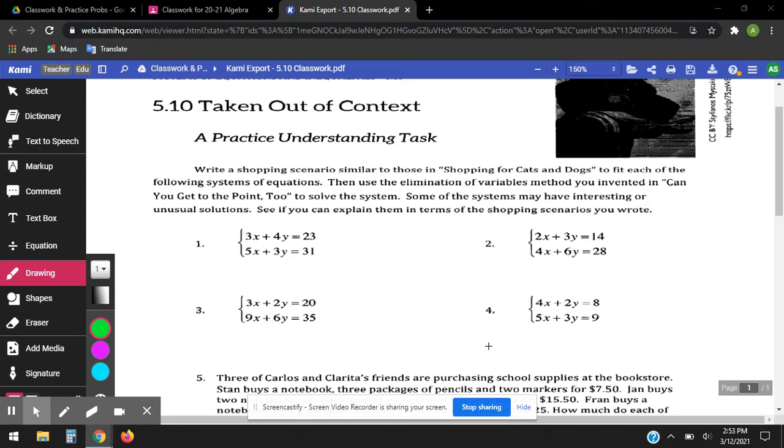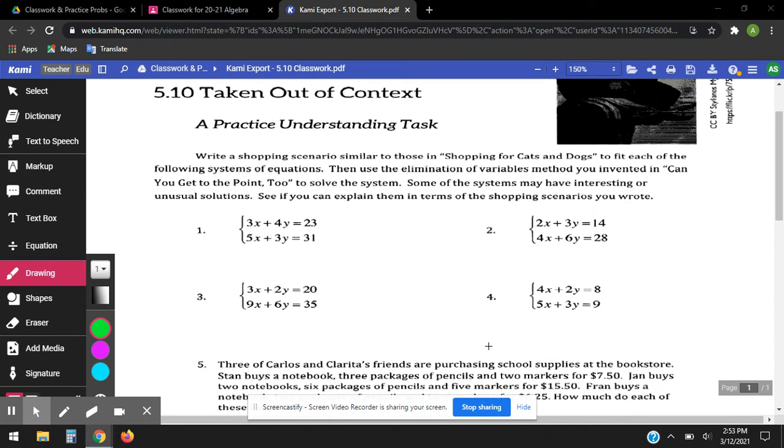It says write shopping scenarios similar to those in Shopping for Cats and Dogs to fit each of the following systems of equations. Then use the elimination of variable method you invented in Can You Get to the Point 2 to solve this. Some of these systems may have interesting or unusual solutions. See if you can explain them in terms of shopping scenarios.